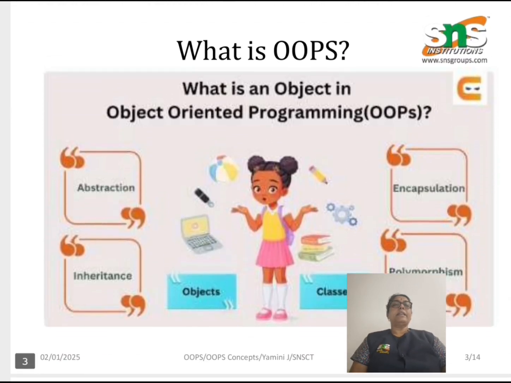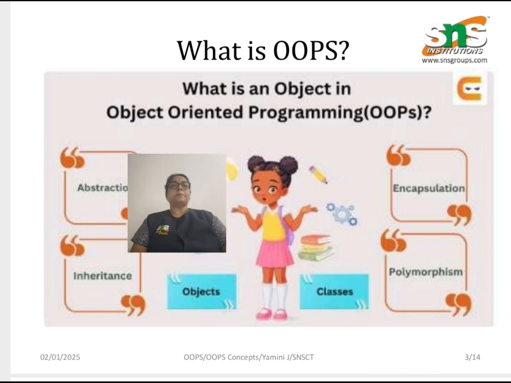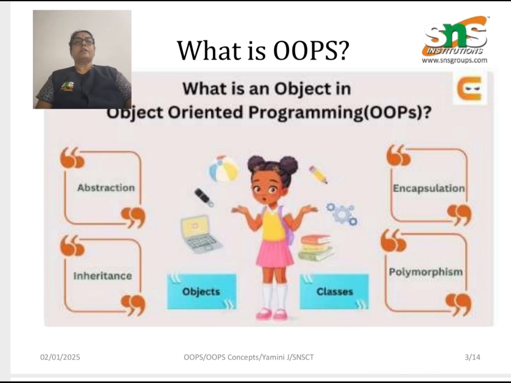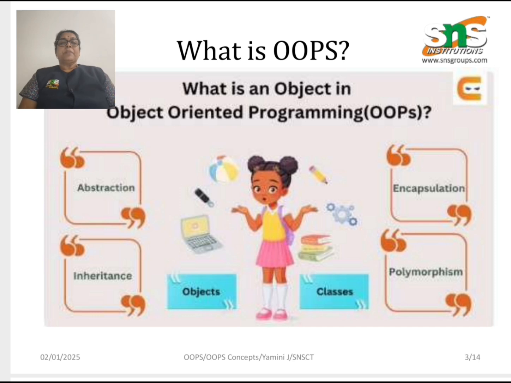Next, diagrammatical representation of OOPS. In traditional programming, we focus only on procedures and functions. But in object-oriented programming, we focus on modeling real-world objects such as student, bank account. Each object contains properties and actions. This makes large programs more structured and organized.